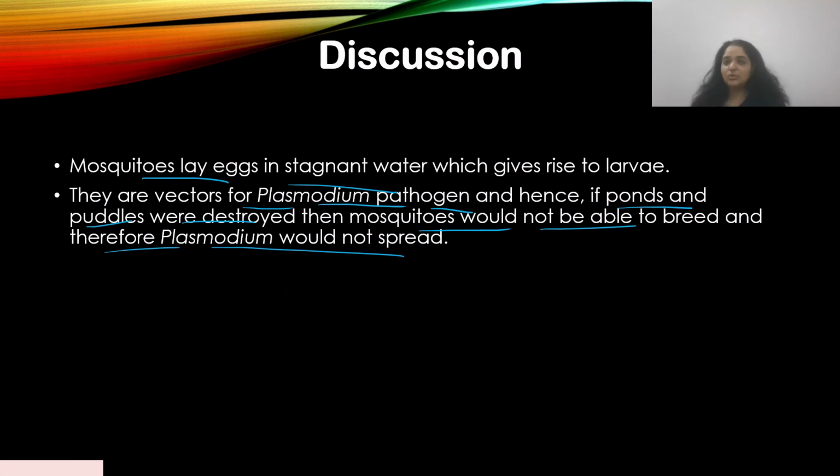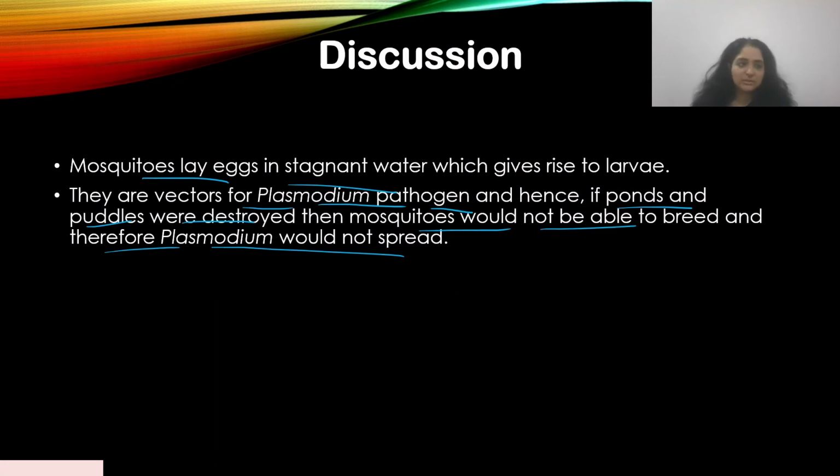That is why it's very important, wherever you're living, in your area, especially during monsoons or even otherwise, you should make sure that there's no stagnant water anywhere, in front of your house or anywhere else, because that forms a breeding ground for mosquitoes.